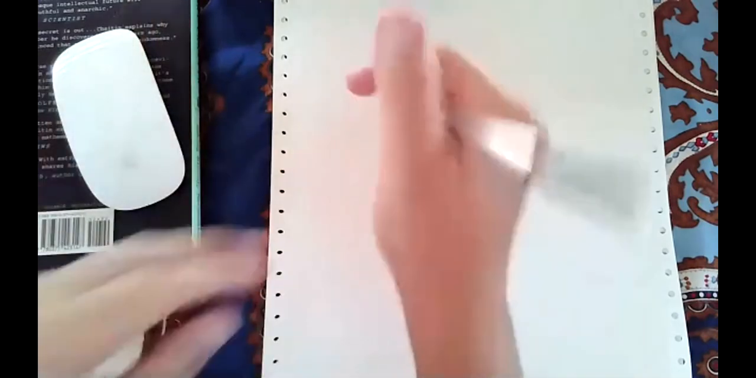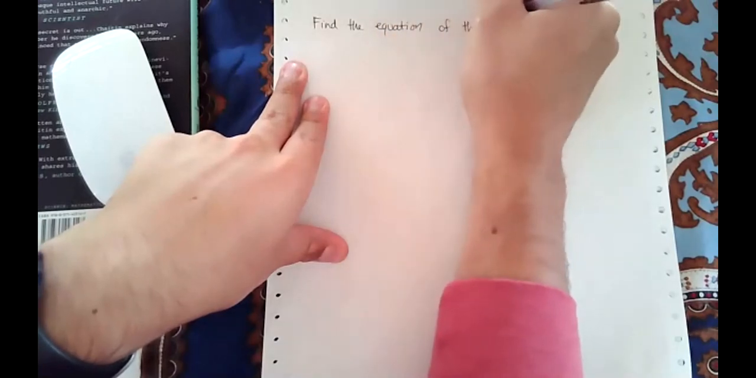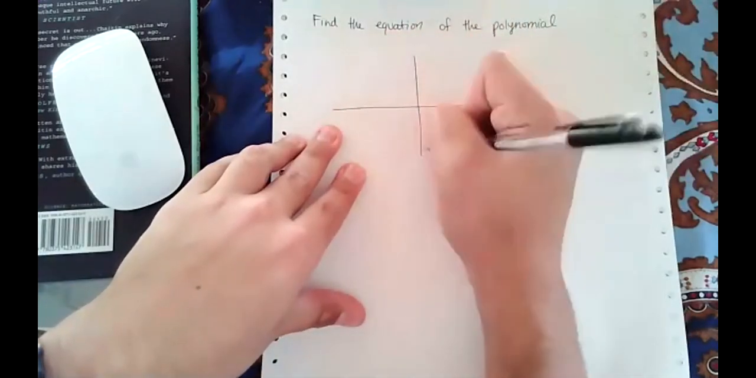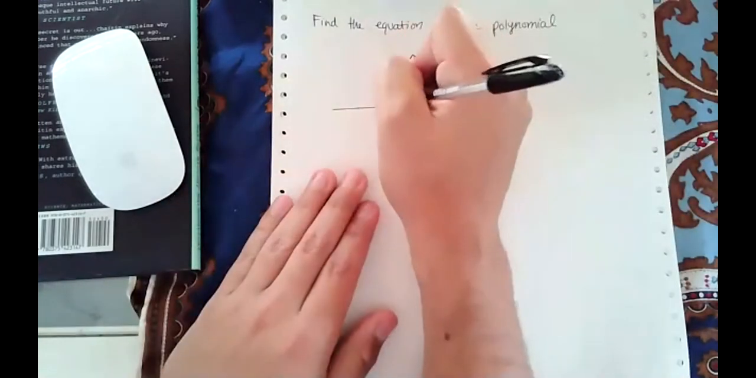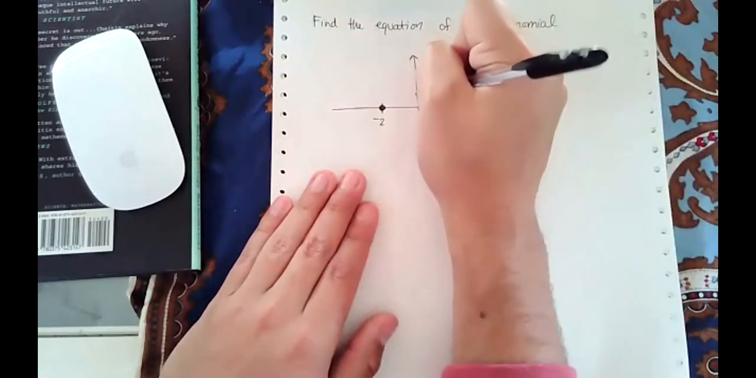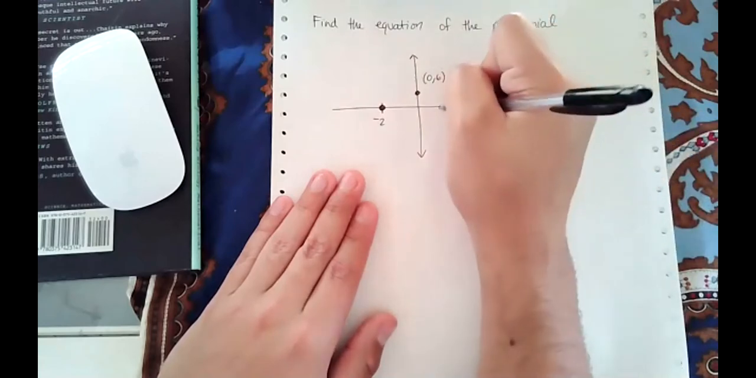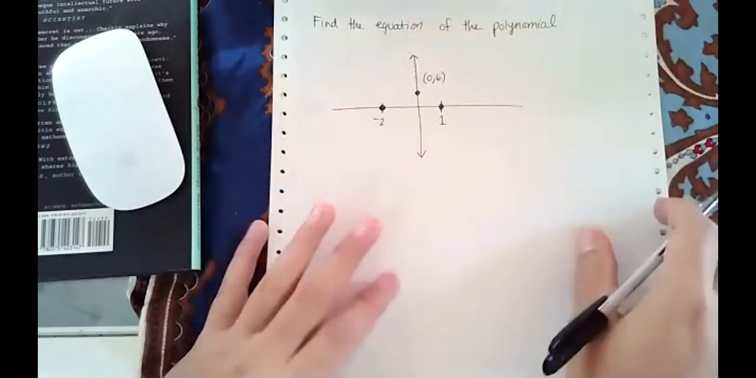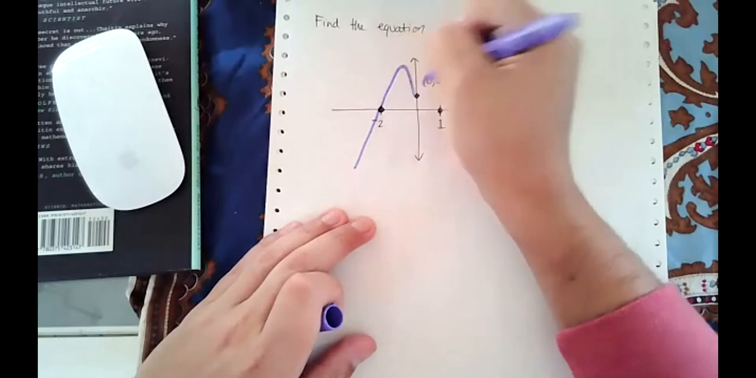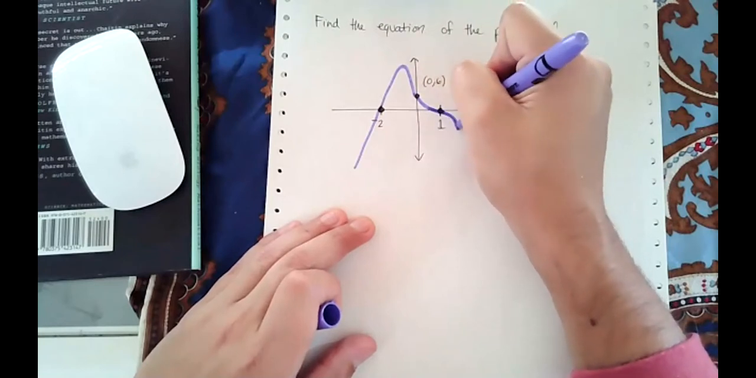So I'm gonna give you a graph and I want you to find the equation of the polynomial. It's always going to be a rough graph, but the main features are going to be pretty obvious, okay? So this is going to be negative 2, 0 right there. This point is going to be 0, 6. And this point right here is going to be at positive 1. The function looks something like this, and then squiggle through that thing. There we go.